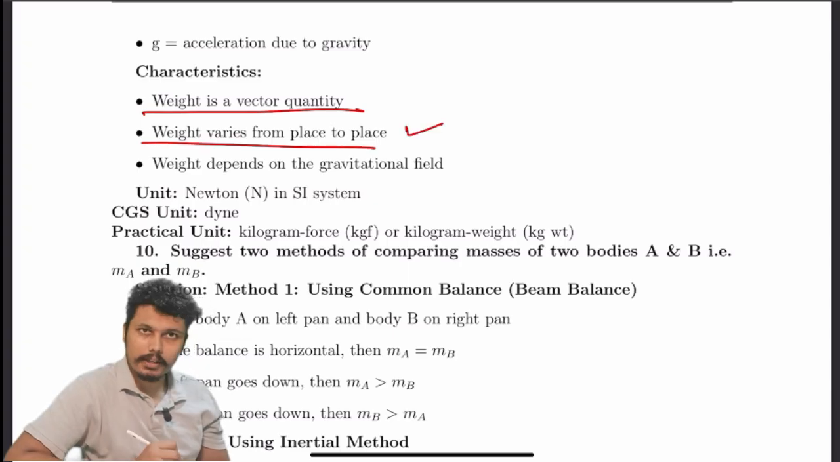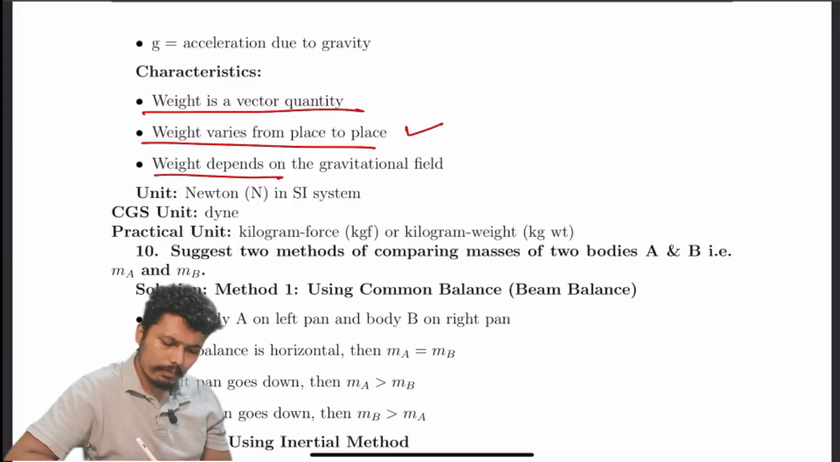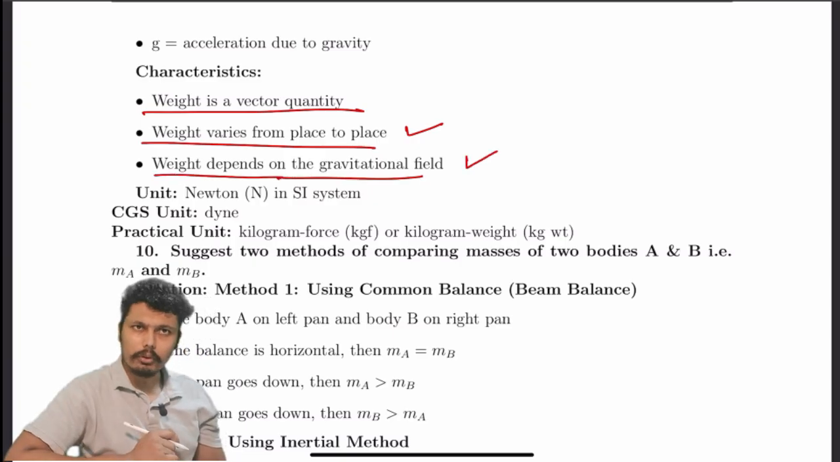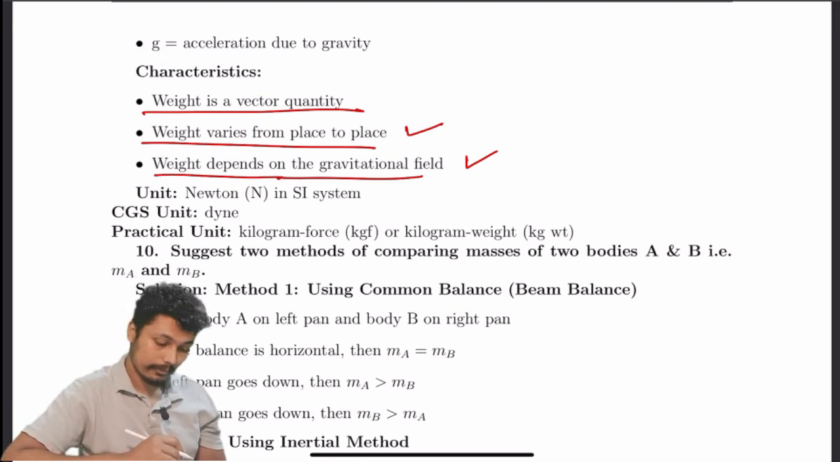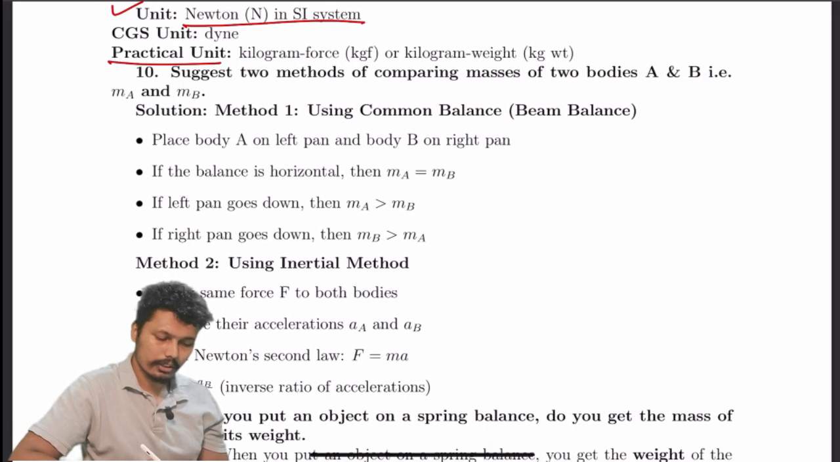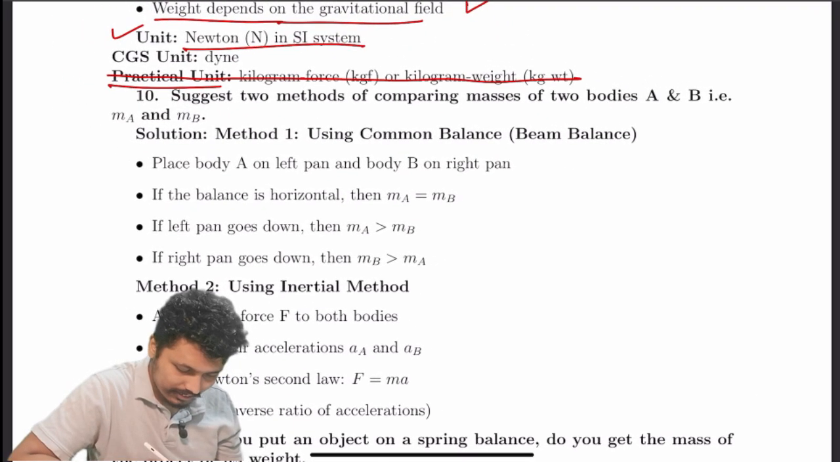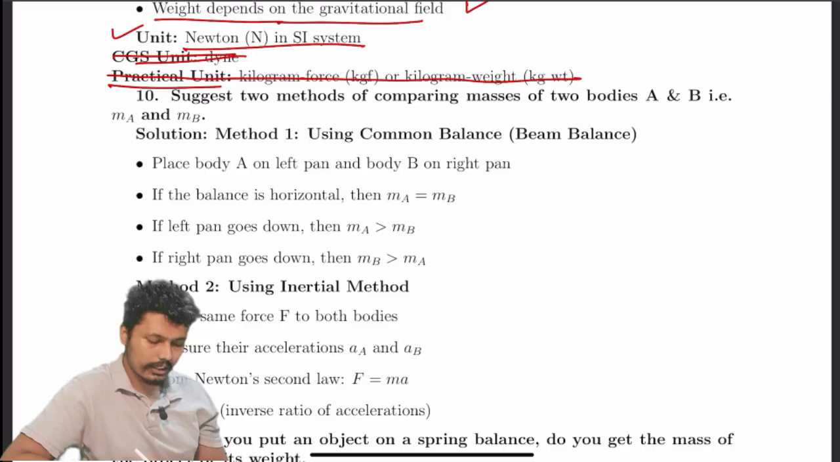Weight is a vector quantity. Weight varies from place to place. It is different for different places. Mass is the same everywhere, weight is different. Weight depends on the gravitational field. On the Moon, weight will be much less. On Mars, it is less. On Jupiter, it is more. On the Sun, it is very high. We have discussed this. The unit of weight is Newton. The practical units are not needed. This is class 11, and CGS also is not needed.